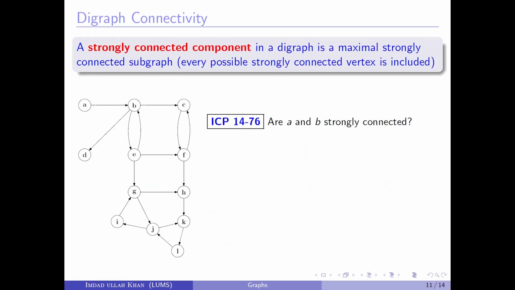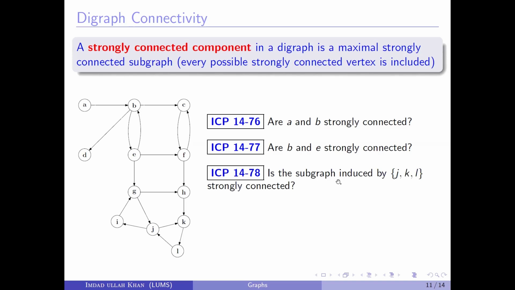Okay. Let's practice the concept of strongly connected components. Are A and B strongly connected? The answer is no, because we can't go from B to A. There is no path from B to A. So, are B and E strongly connected? Yes, because there's a path, a direct path in a way, both ways.